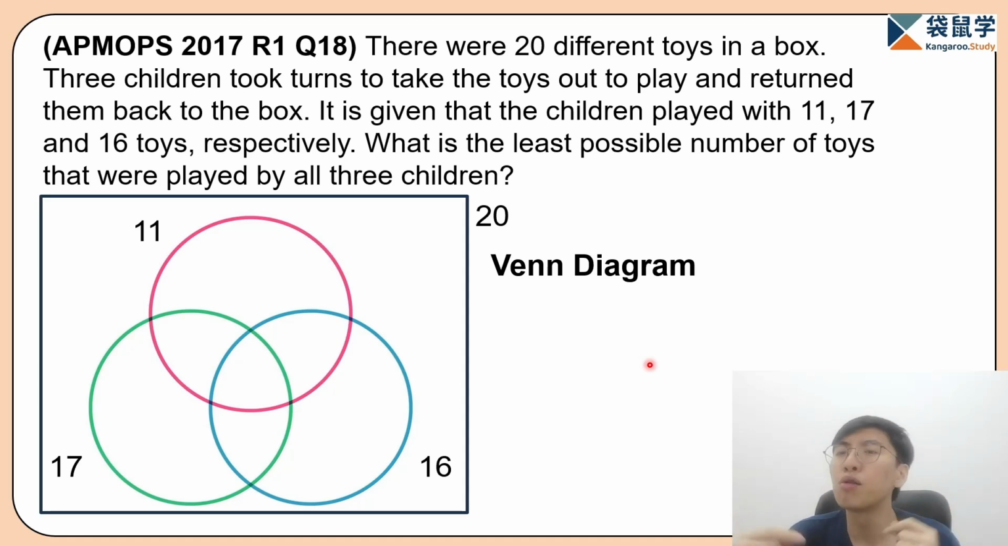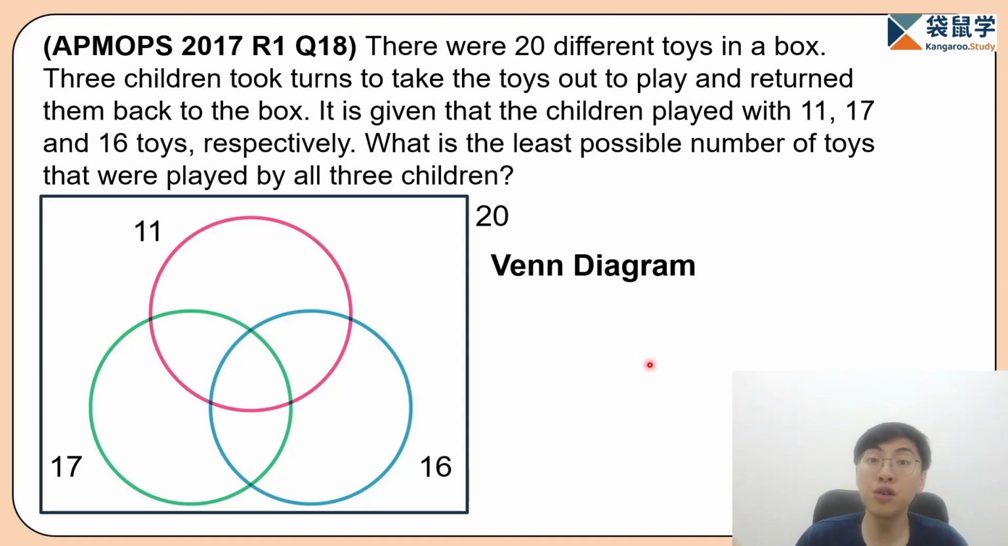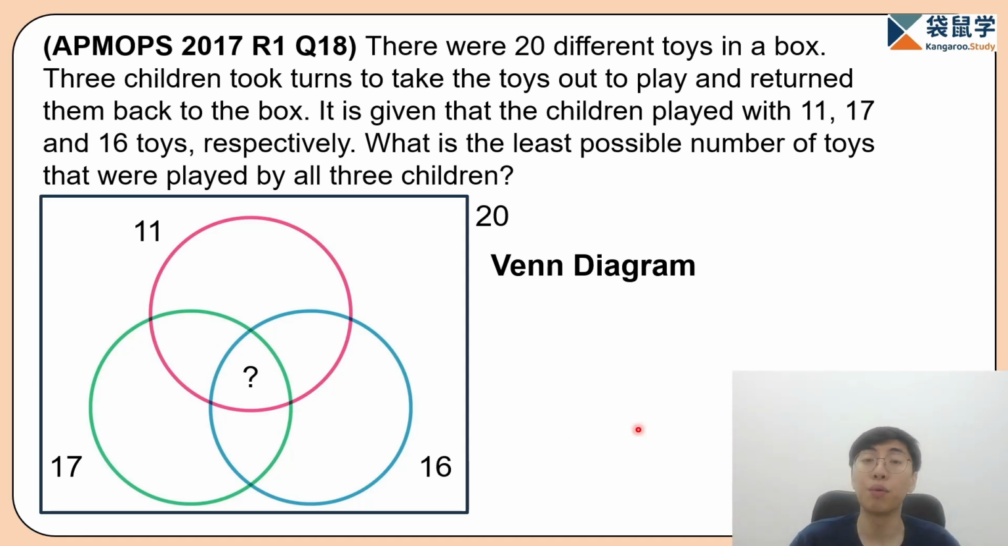So with that being said, the question says that we want to find the least number that were played by all 3 children. Where is the part that is played by all 3 children? Well, this empty part here represents the toys that are played with the first child only. What about this part here? It represents those that are played by the first and the second child. And of course, if I want it to be all 3 children, there's only one possibility, and that is this empty space in the middle, where it is overlapped by all 3 circles. And that is what we want to find exactly.